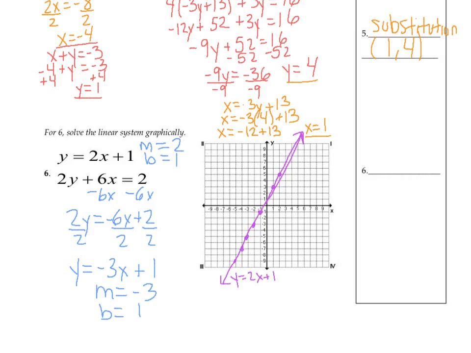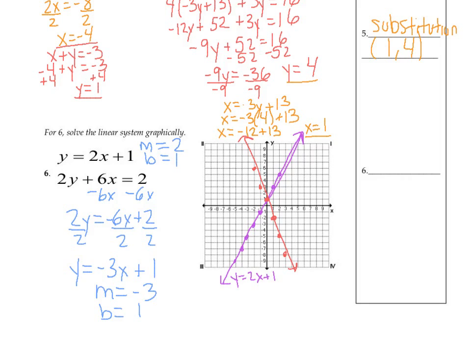Then we're going to graph our second line. So our second line had a y-intercept of 1 and a slope of negative 3. So we're going to put a point right on 1, and our slope of negative 3 tells us to go down 3 and to the right 1. You can do that a few times in both directions. And we can draw our line with our ruler and label it.